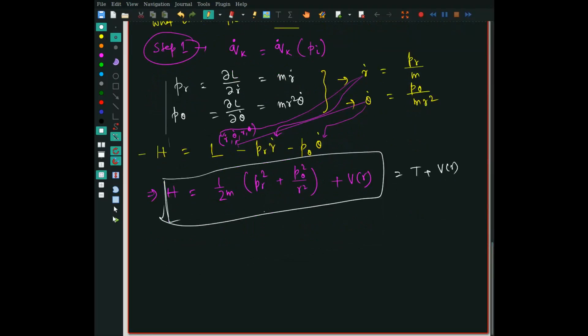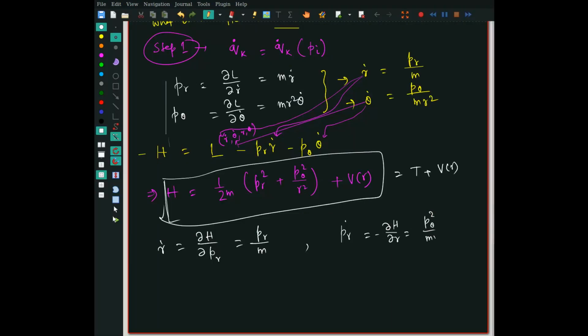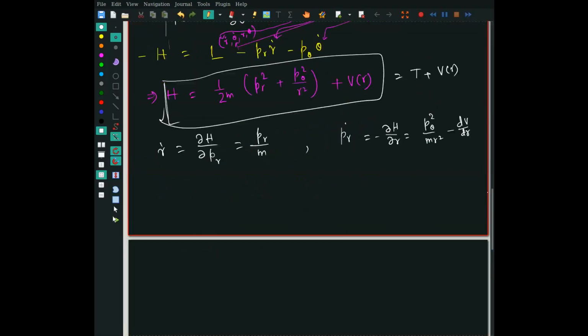Now if you check Hamilton's equations, first of all r dot is given by del H del pr, which is pr by m, and next pr dot is given by minus del H del r, that equals p theta square by m r cubed minus dV dr. You notice that the first equation gives you the definition of linear momentum, and the second equation gives you the force law in the radial direction. Okay, convince yourself of that.